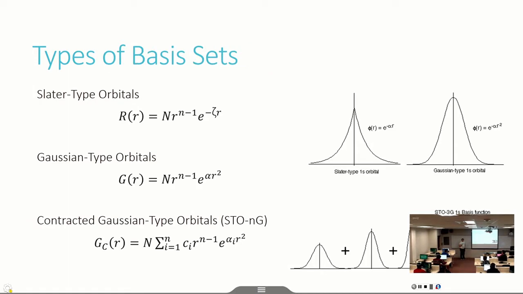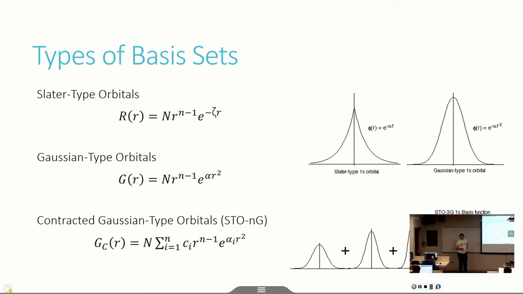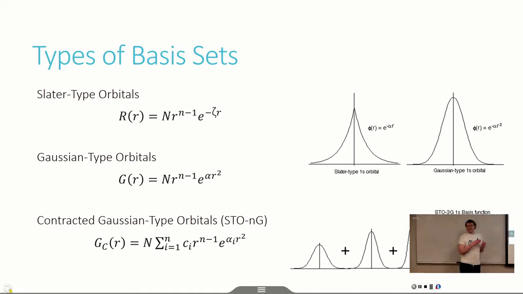So just to clarify, the basis sets we're using in this class are just atomic orbitals or molecular orbitals? The basis sets use linear combinations of atomic orbitals to create the molecular orbitals.